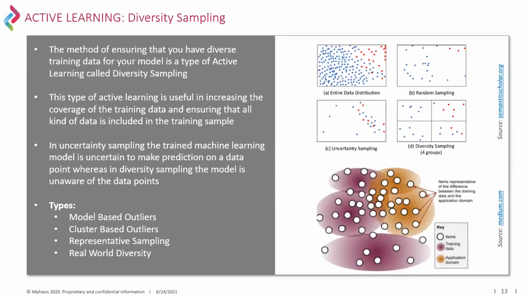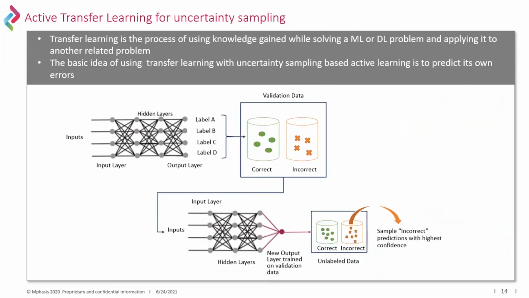The final and fourth diversity sampling is real-world diversity. The real-world diversity sampling strategy is used to incorporate fairness and support real-world diversity in the training data. With the help of this sampling strategy, it is ensured that the training data is as fair as possible and free from real-world biases, such as demographic bias or gender bias. Now, we have the next algorithm, which is active transfer learning for uncertainty sampling.